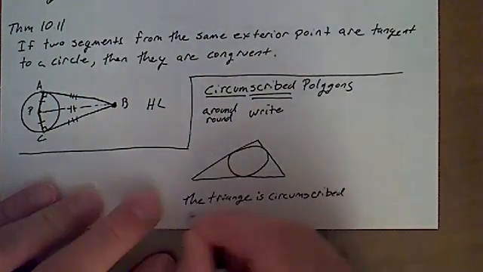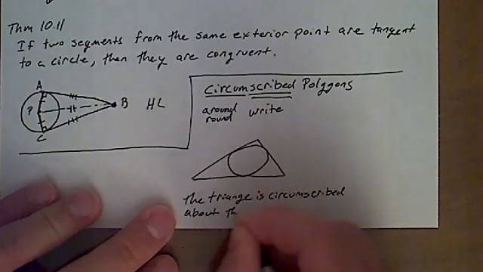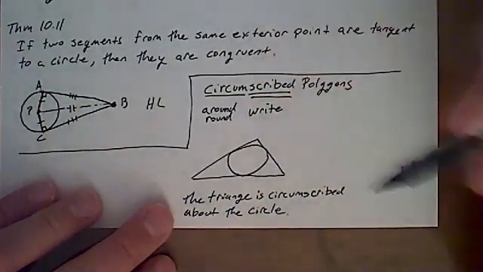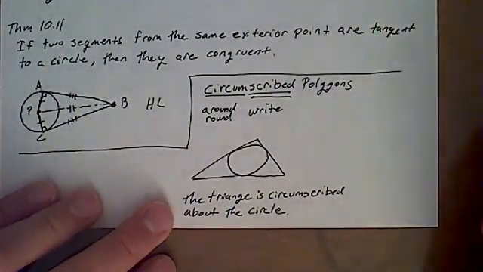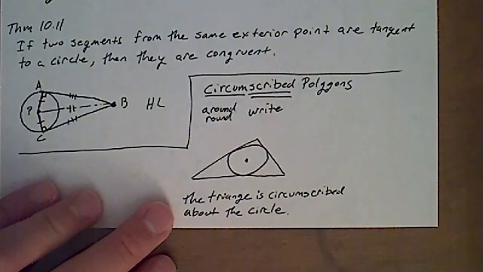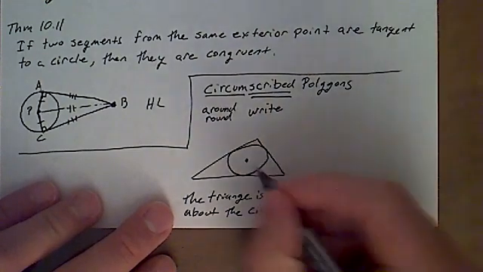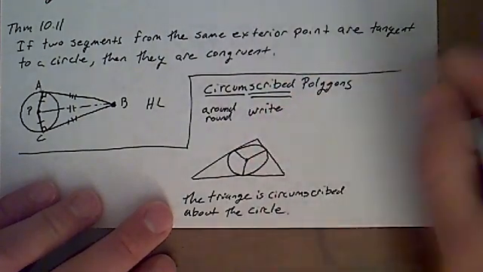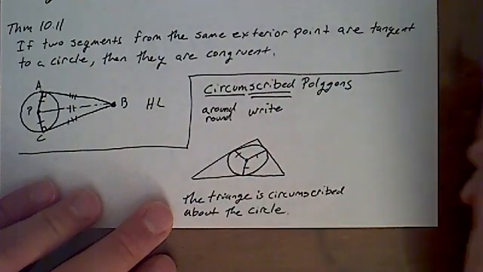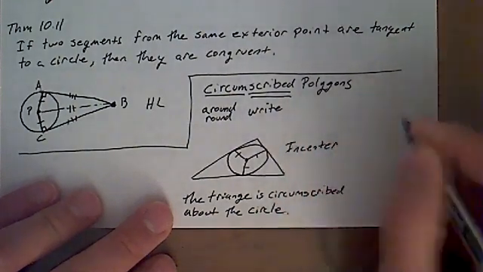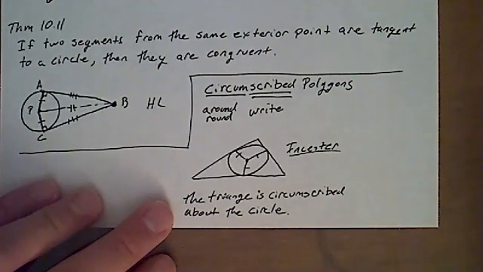Scribed about the circle. We have actually talked about this exact diagram before, right? Because we talked about what this point is, right? It is equidistant to the sides, and it is called the incenter, right? Not important, just a reminder of something we already looked at, right?